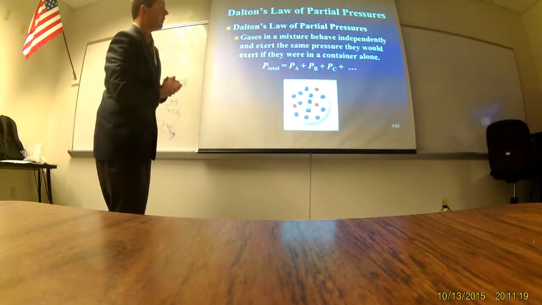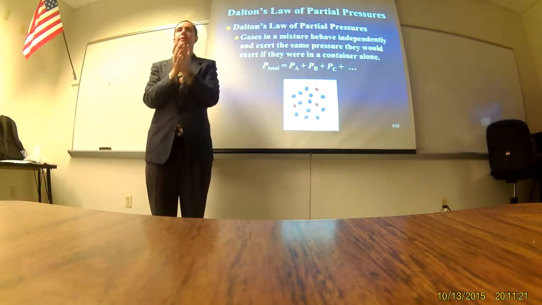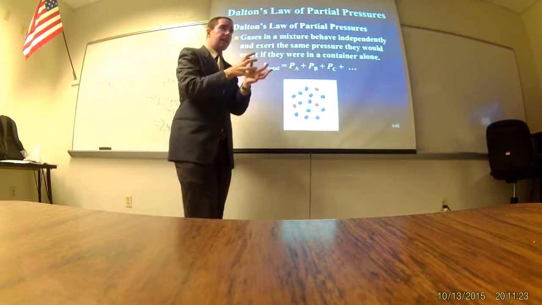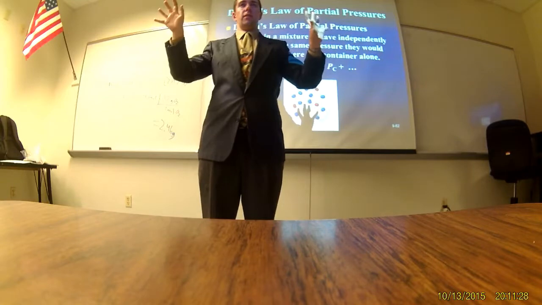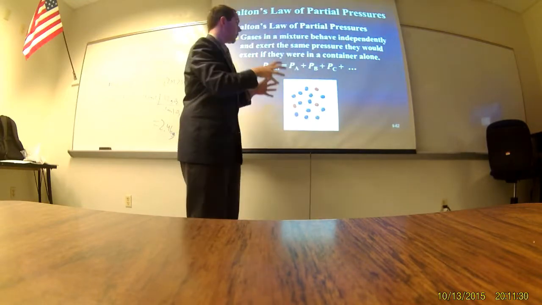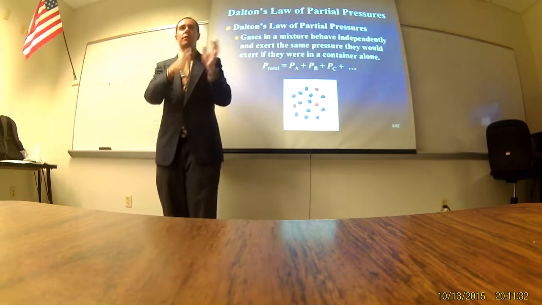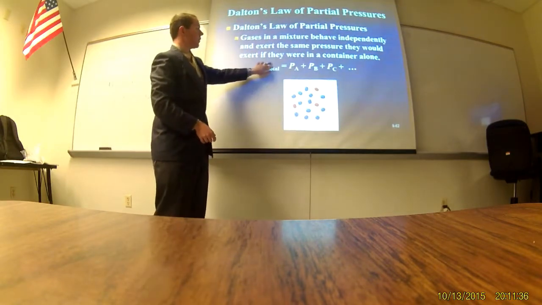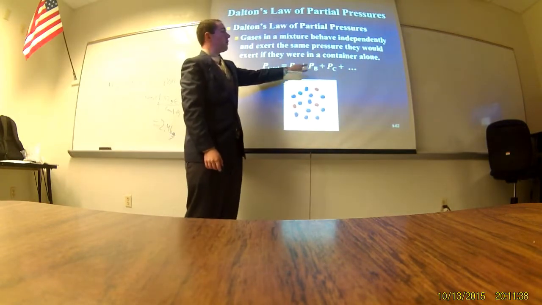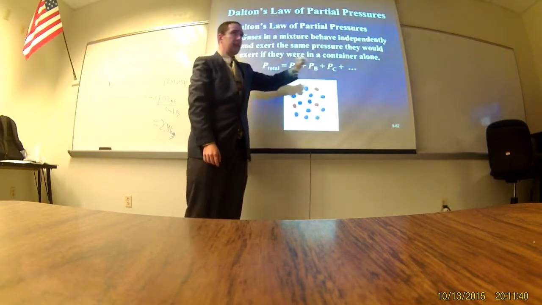This is Dalton's law of partial pressures. What this tells you is that if you have a mixture of gases, each gas has its own pressure. They act completely independent of each other. But the total pressure inside your container is just the pressure of each of them added together. So the total pressure is the pressure of A plus the pressure of B plus the pressure of C.